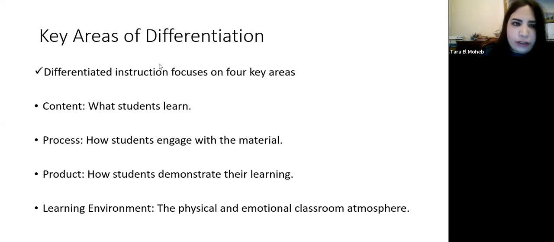Key areas of differentiation. Differentiated instruction focuses on four key areas. Content: what students learn, what is the material they are learning about. Process: how students engage with the material, in what way they look at the material and help themselves understand it. Product: how students demonstrate their learning, for example by doing projects or tests. Learning environment is also very important because with a good learning environment, students can be more motivated to learn.